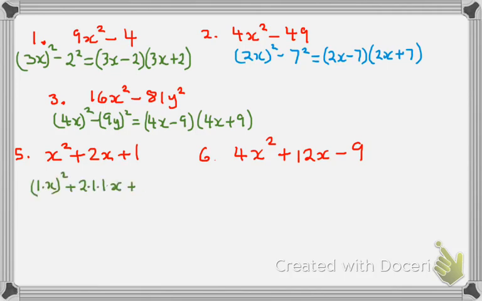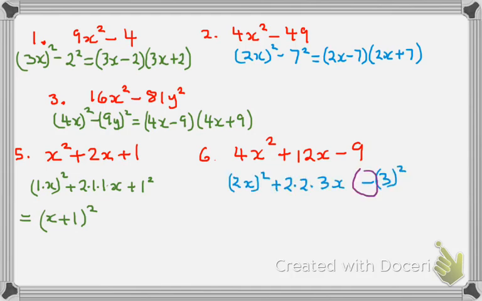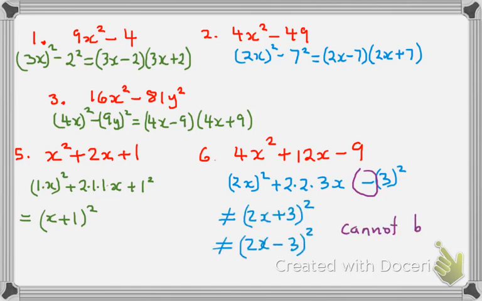And for the last two, number 5, that one is a perfect square trinomial because you can break it down in the way we had discussed previously, which means that the perfect square trinomial will become x plus 1 all squared. But number 6 is not a perfect square trinomial because you can see that there's a negative attached to the constant term. Therefore, you cannot factor this as a perfect square, and you can write it as 2x plus 3 all squared or 2x minus 3 all squared. So we'll say that this cannot be factored. So this concludes our video on the topic of factoring.